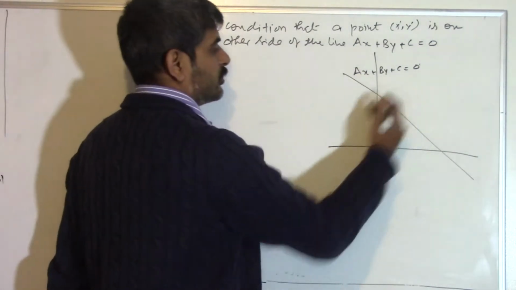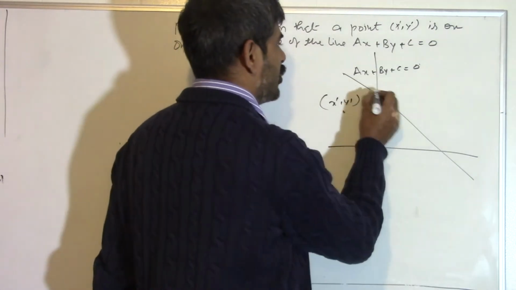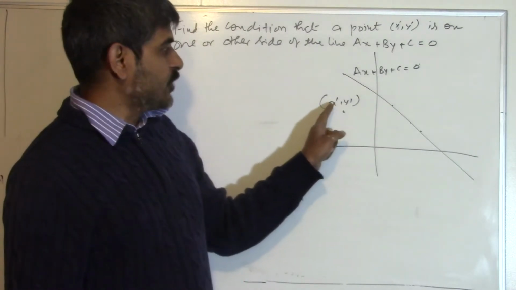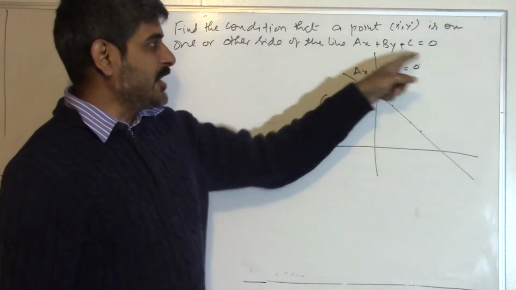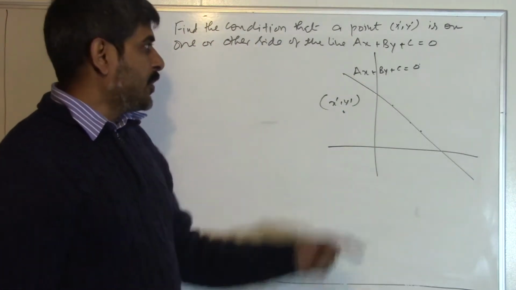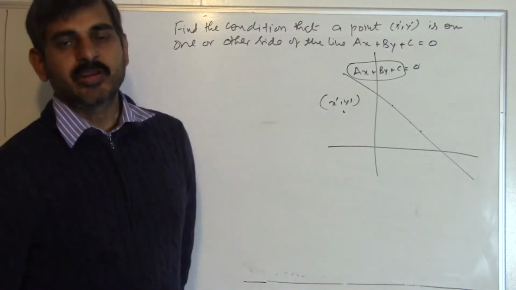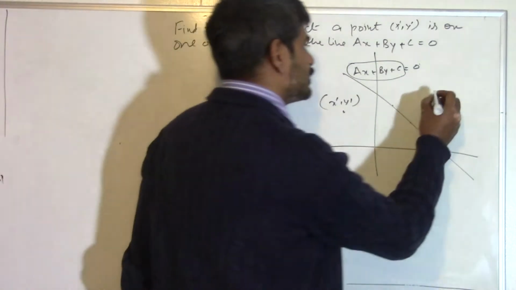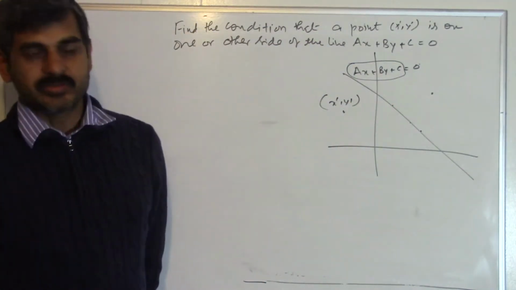The point can be on this side of this line, or it can be on the line. It's very clear that if we substitute these values x dash y dash in this equation, and this point satisfies this equation, then that point has to be on this straight line. But if we evaluate this quantity ax dash plus by dash plus c, it can come positive or negative. How do we know that it is on this side or on the other side? That is what we are trying to investigate.